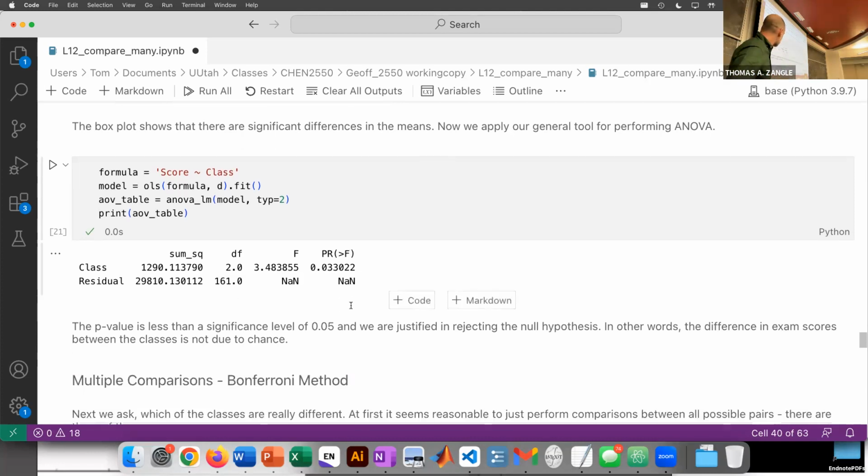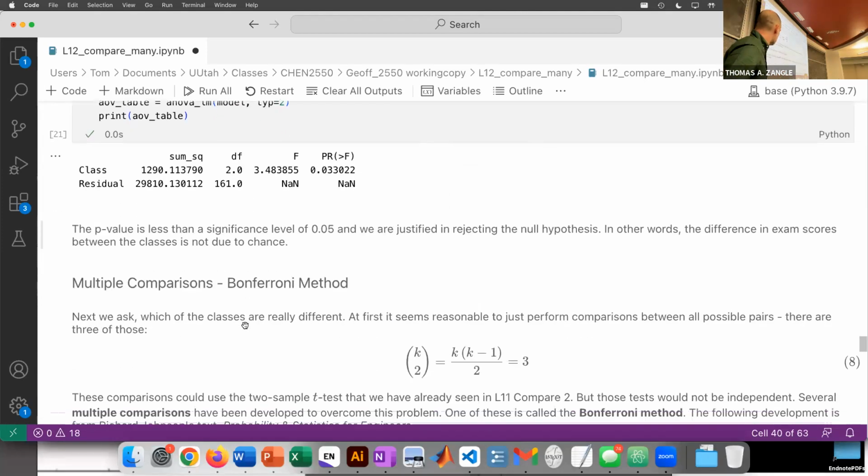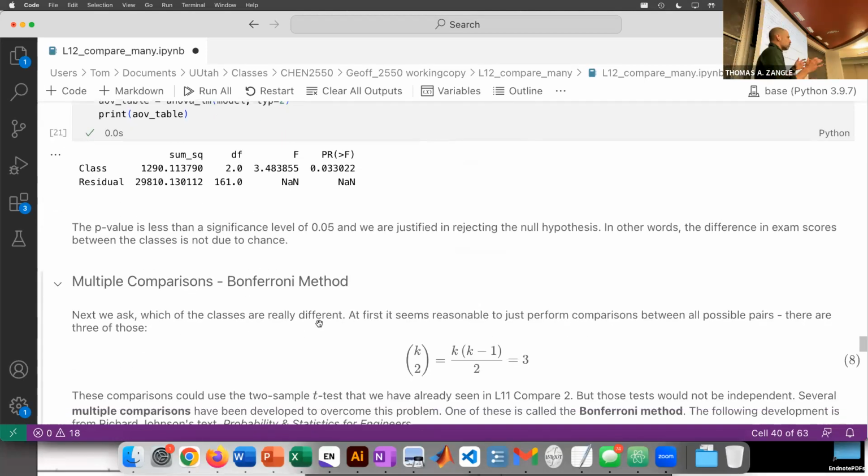So the differences in exam scores between the classes are not due to chance. So we have evidence that the difference is not due to chance. So now we want to make comparisons between the means of the different classes to see which differences are significant.